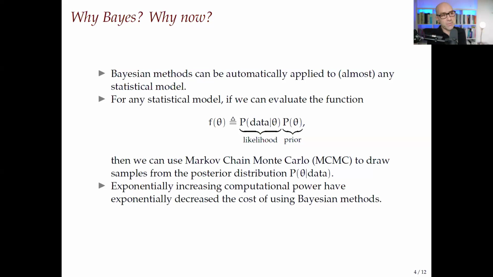And increasing computer power in the last many decades has just made the cost of using Bayesian methods and Monte Carlo, Markov chain Monte Carlo methods, just increasingly low. So the cost in terms of the hardware is just exponentially decreasing, and cost also in terms of time and effort.